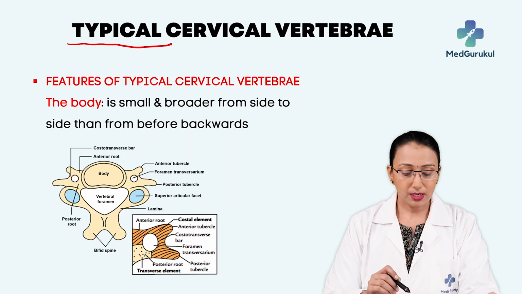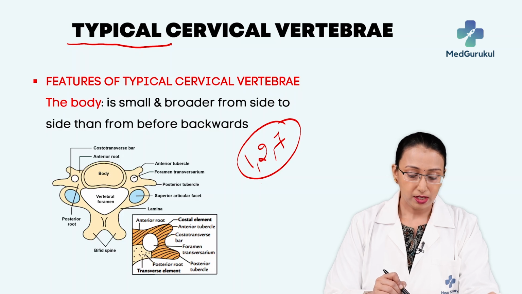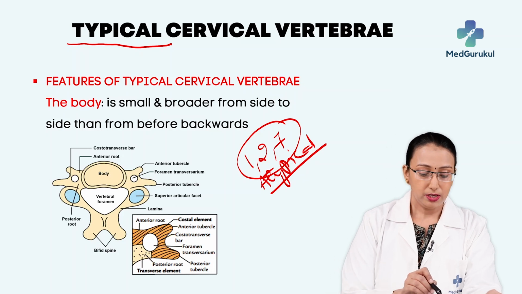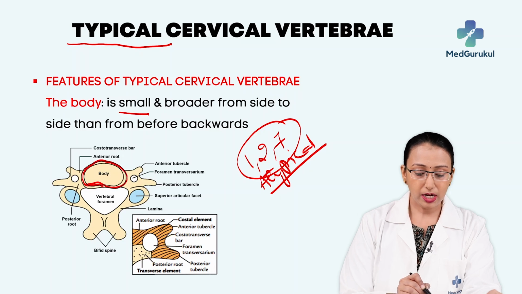Except for the first, second and the seventh cervical vertebrae, all the rest will be typical cervical vertebrae. Here the body will be small. So how to identify this? The body will be small and it is broader from side to side.